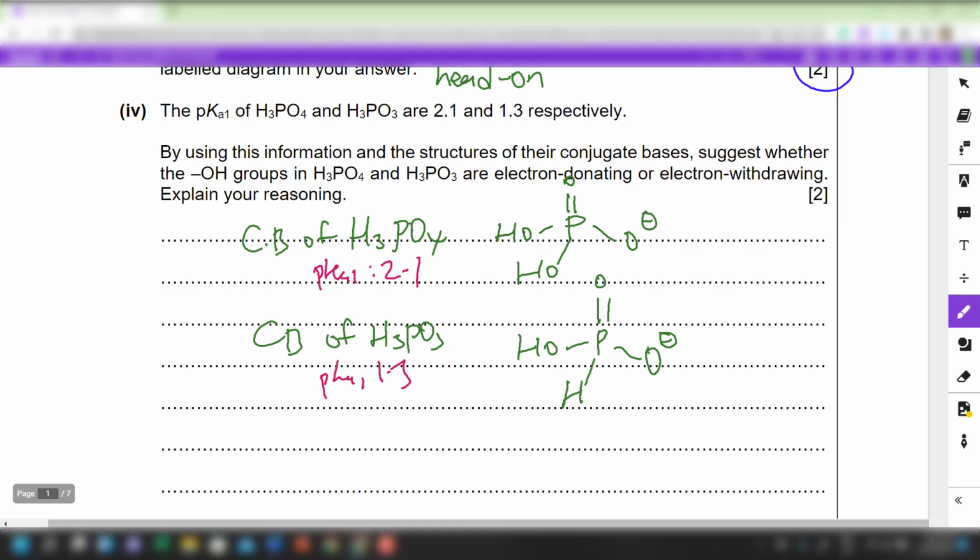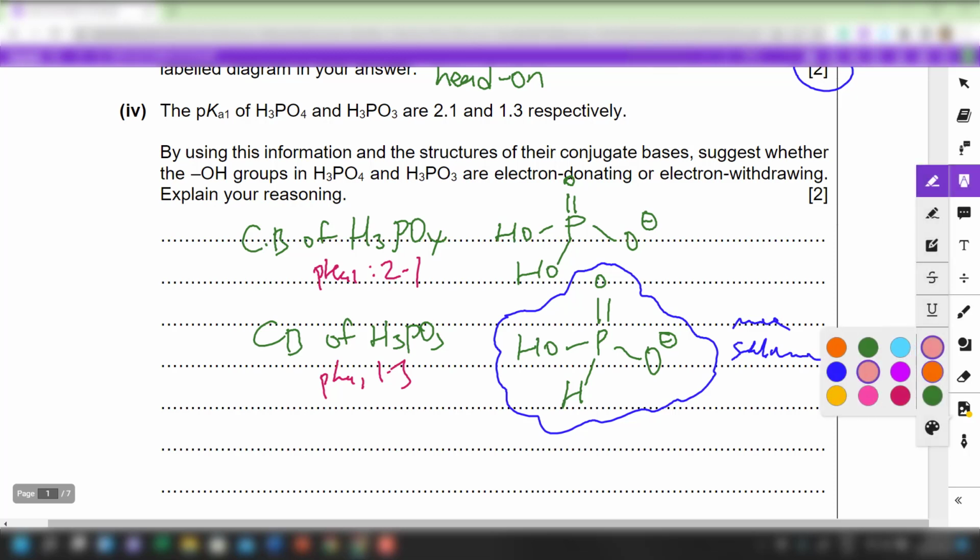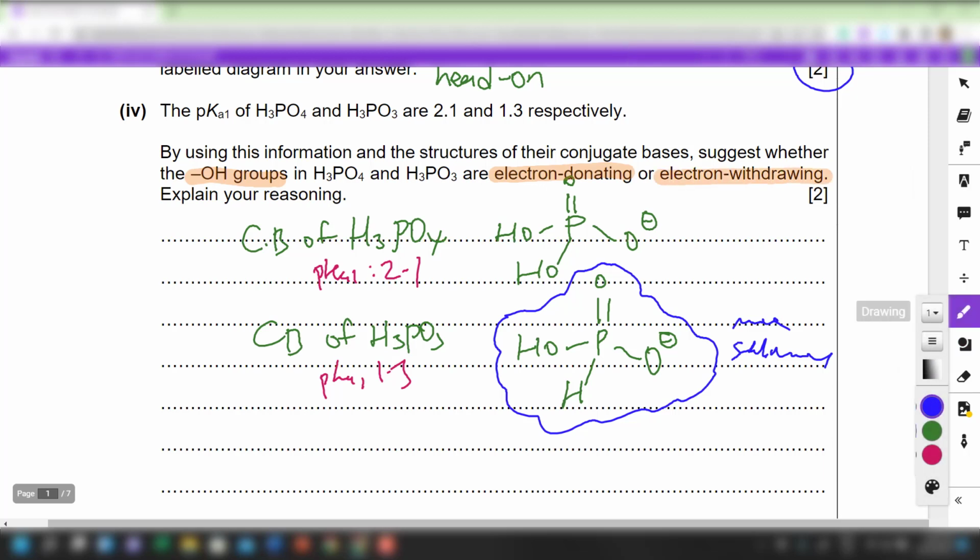And being a stronger acid, you should be able to conclude that the conjugate base is more stabilized. So this is more stabilized. Okay, so yeah, you can include some of these points in your answer. And then what is crucial in the question, if you read it right, is that you are required to suggest whether the OH group in H3PO4 and H3PO3, whether they are electron donating in nature or electron withdrawing in nature. Okay, you're supposed to comment on them.